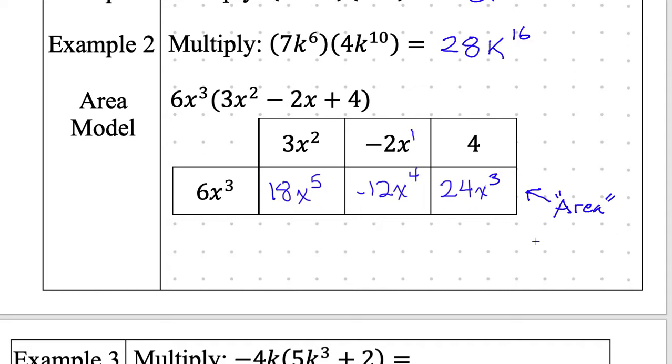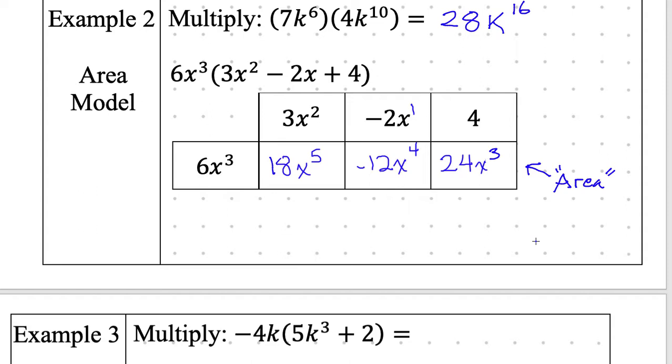If I add all the area together, sometimes I do have to combine like terms. For most of these, for today, we don't have to combine like terms. Tomorrow, well, not tomorrow because that's the quiz, the day after that, we will have to combine like terms.